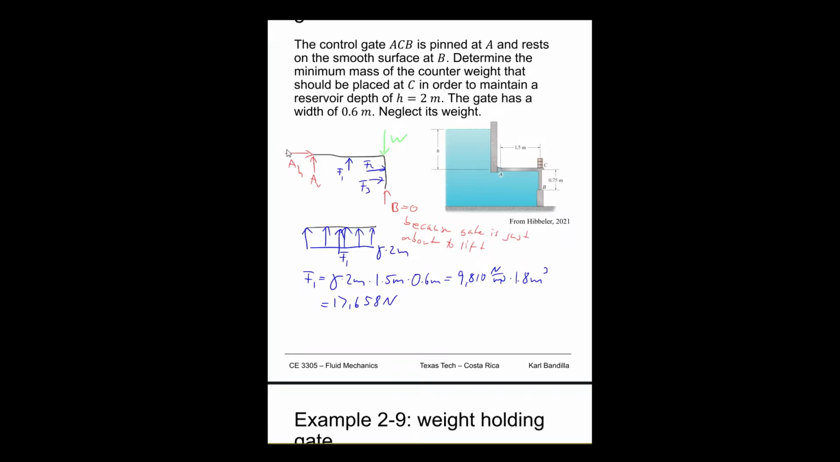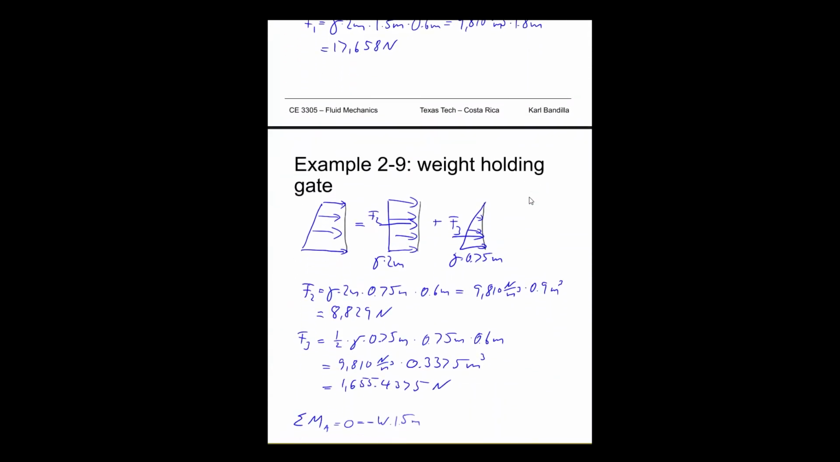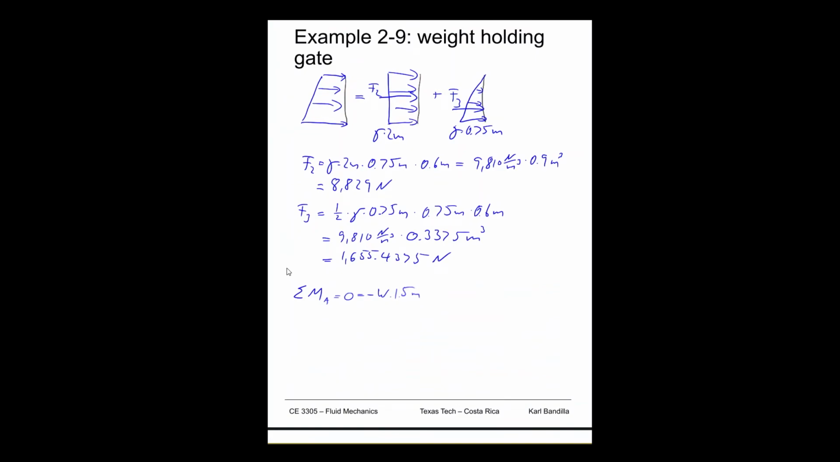AH and AV both go through A, so we don't have to care about those. So the rest are our little forces here. My F1 is going to go counterclockwise, so positive, and because it's a rectangle, we know that it's at the halfway point, so it'll be half of 1.5 meters. So it'll be plus F1 times 1/2 times 1.5 meters.